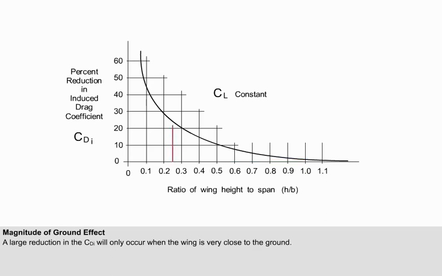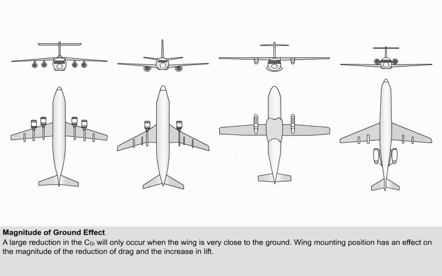As the height comes down to 10 meters, a ratio of 0.25, the CDI has dropped by 23.5%. But at 4 meters, a ratio of 0.1, the induced drag coefficient has fallen by a substantial 45%. The height of the wing above the ground when the aircraft is in the landing attitude is determined by its mounting position on the fuselage. From the graph just used, it was seen that the last few meters of descent make a big difference to the reduction of drag coefficient, so it can be said that low-wing aircraft will experience a greater degree of ground effect than high-wing aircraft.